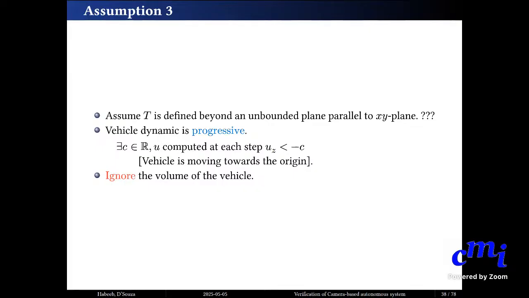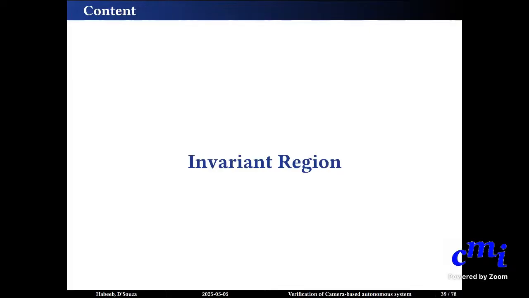Hello. Yeah, that makes sense. So now we'll be coming to invariant region.